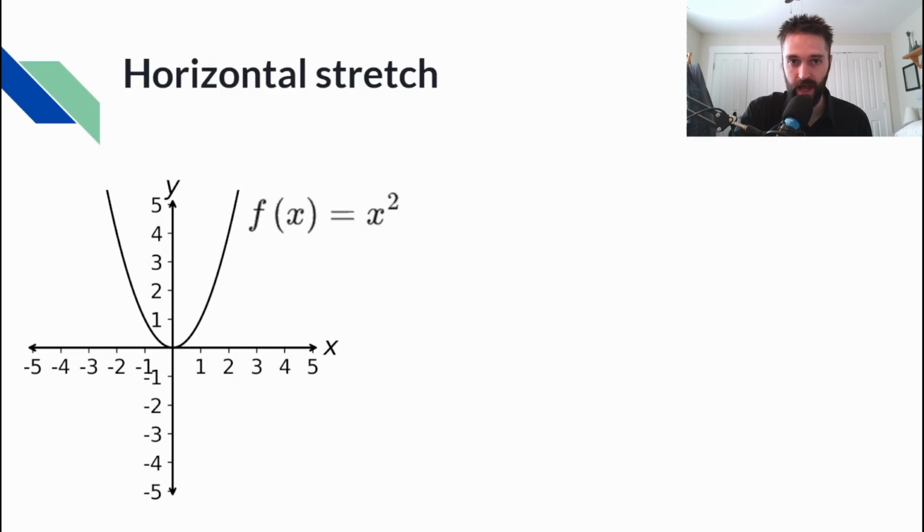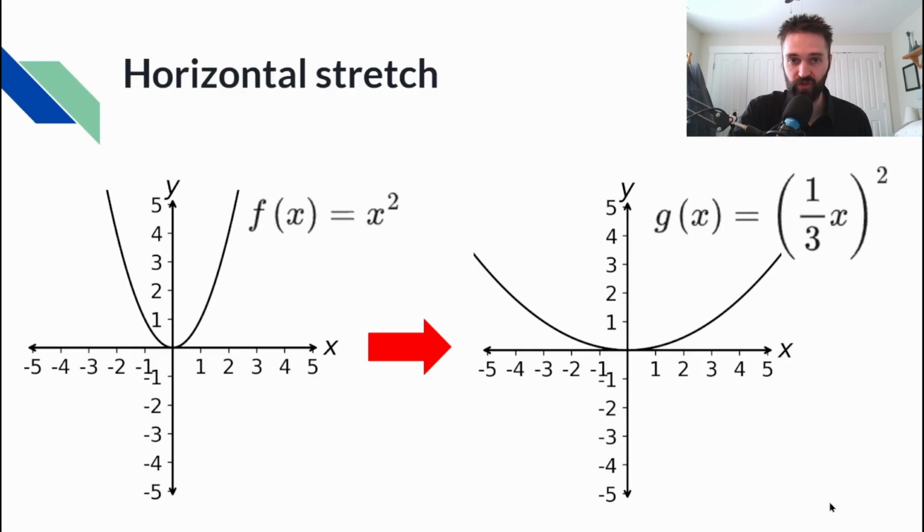For a horizontal stretch, we're going to plug 1/3 x into the function f. So we're taking 1/3 x and squaring the whole thing. Because 1/3 is in between 0 and 1, the function will be stretched horizontally. So it's being stretched to the left and the right, and it looks like this.